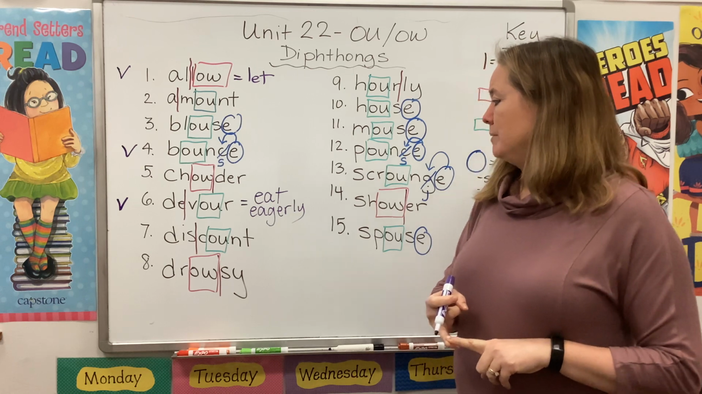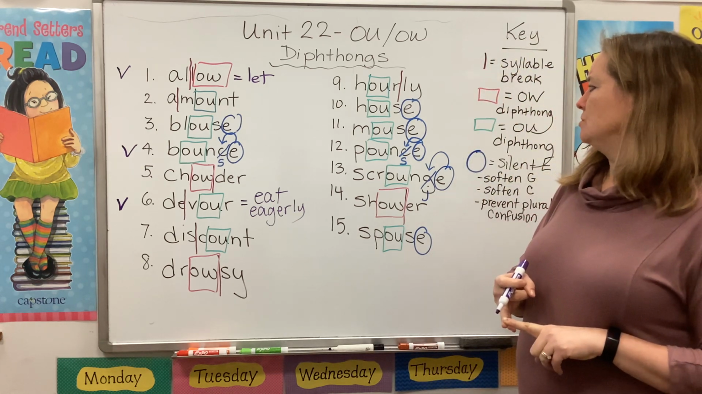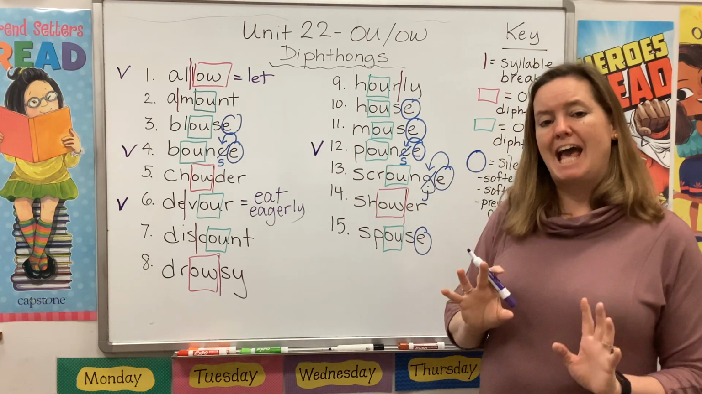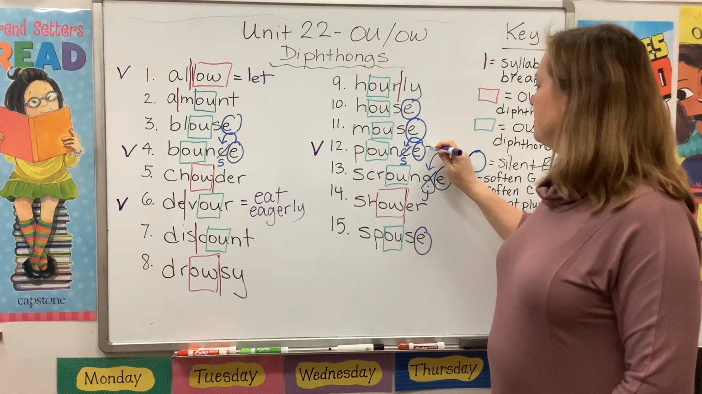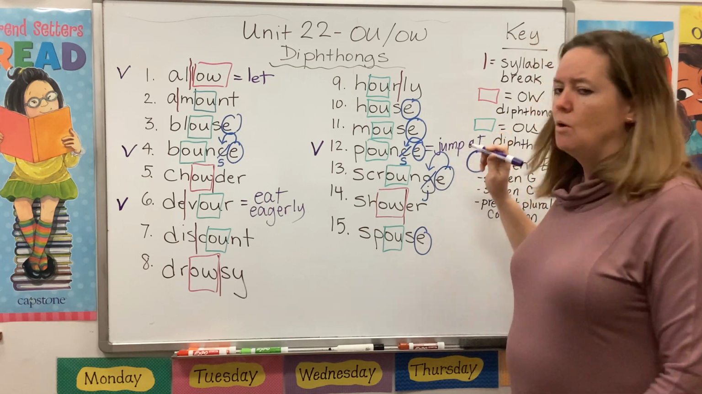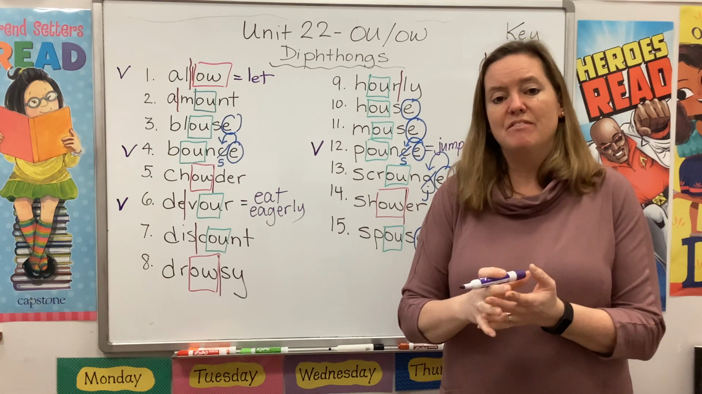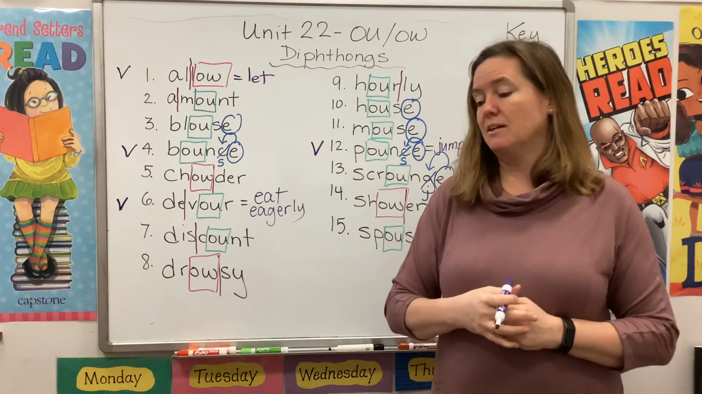Okay, we can't discount, we can't drowsy, we can't hourly house or mouse, but we can pounce. If you think about a cat pouncing on a mouse, it's jumping on it, right? When people find out that there's a sale at their favorite store, they pounce on it. They can't wait to jump in and get that great deal.